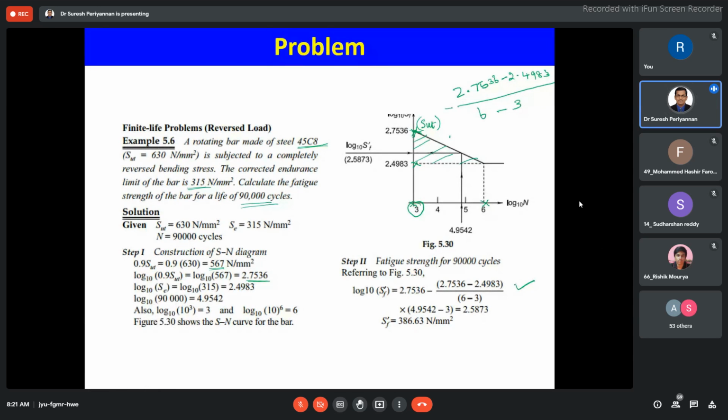On the right hand side, the similar triangle, I am taking this triangle now. We know the number of stress cycles, given as 90,000 cycles. I am evaluating the 90,000 cycles on the log scale, which is 4.9542. Then the left hand side, this is the second triangle, right? Now the left hand side is 4.9542.